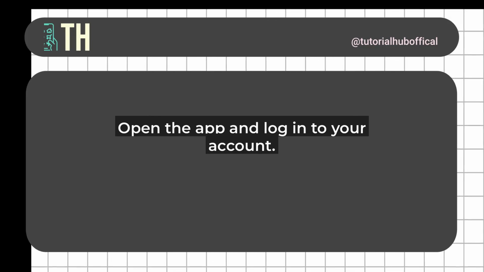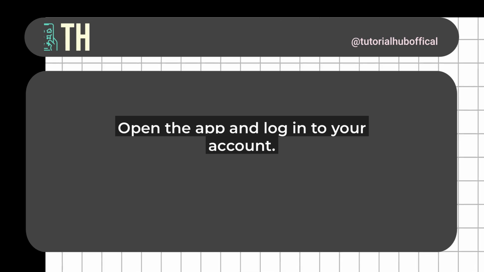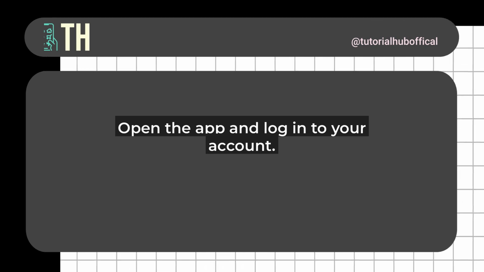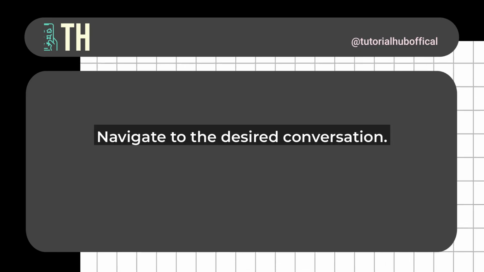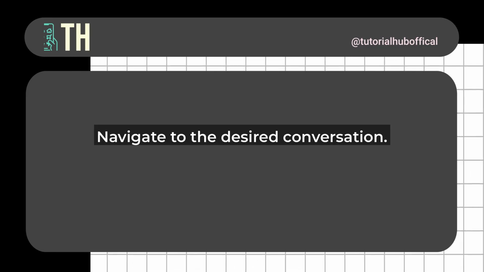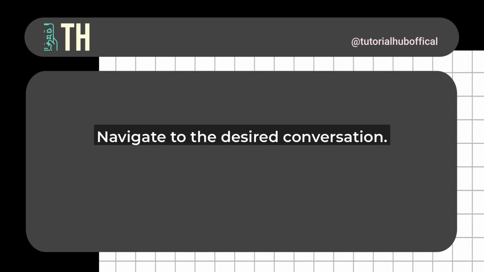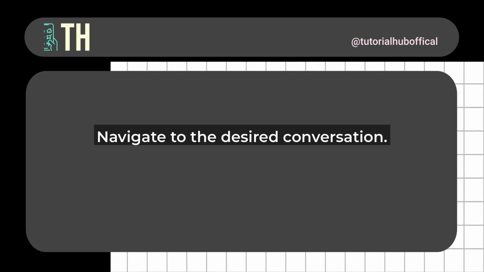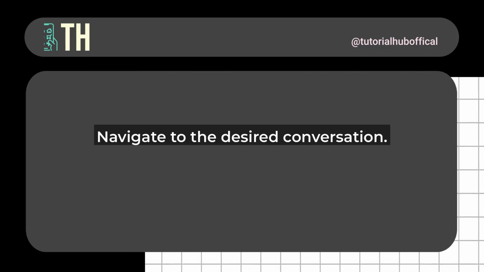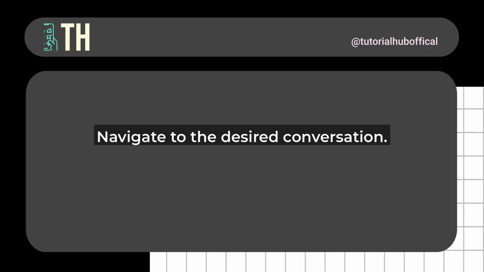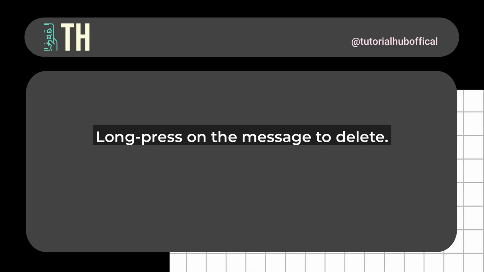First things first, make sure you have the latest version of the Chai app installed on your device. Head to your App Store, update if needed, and then open the app. Log in with your account to get started. Once you're in, navigate to the conversation where the message you want to delete is located. It's usually as simple as tapping on the chat icon or scrolling through your list. Now, let's get to the main steps.